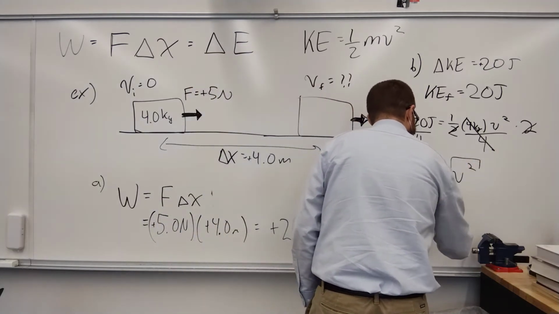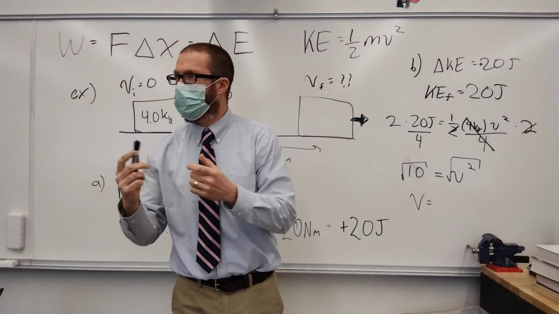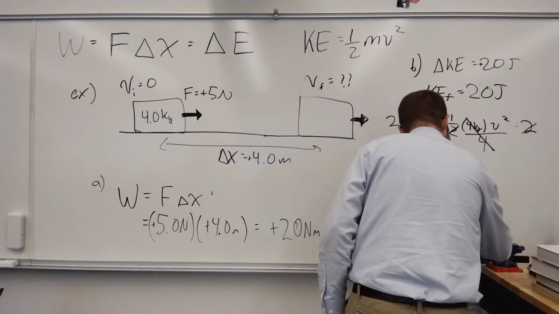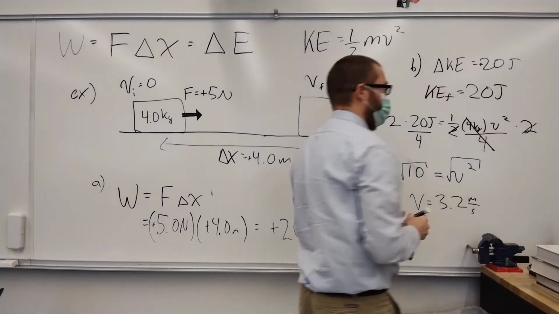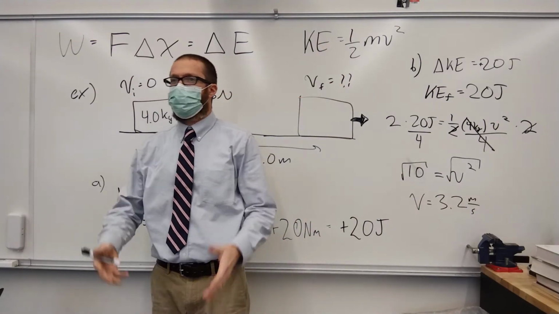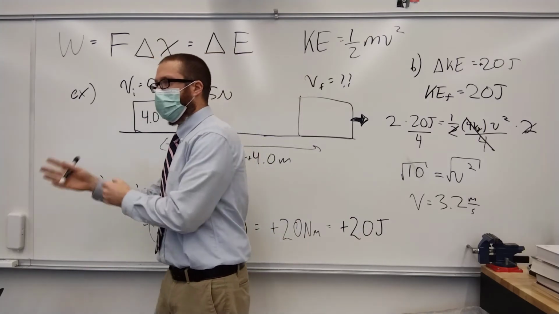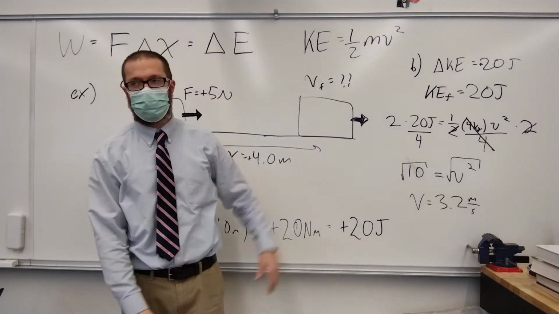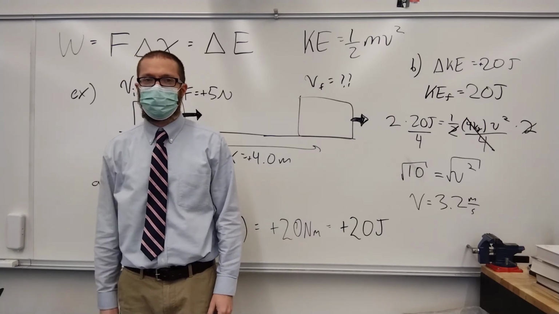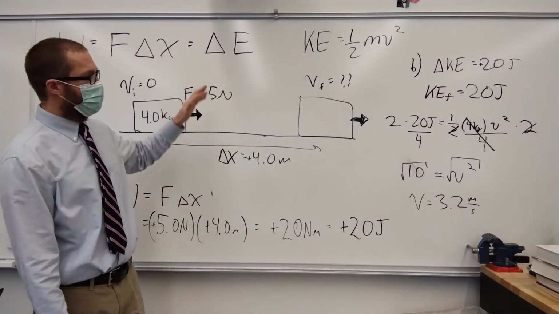Whoever said it. Square root of 10, what is that? Like 3 point something? 3.16, so what did it say? 3.2 meters per second. That's the whole point of this work, to have a force over some distance and ultimately be able to get to the final speed. All right, there's other ways you could do this using Newton's second law, but this ends up being easier.